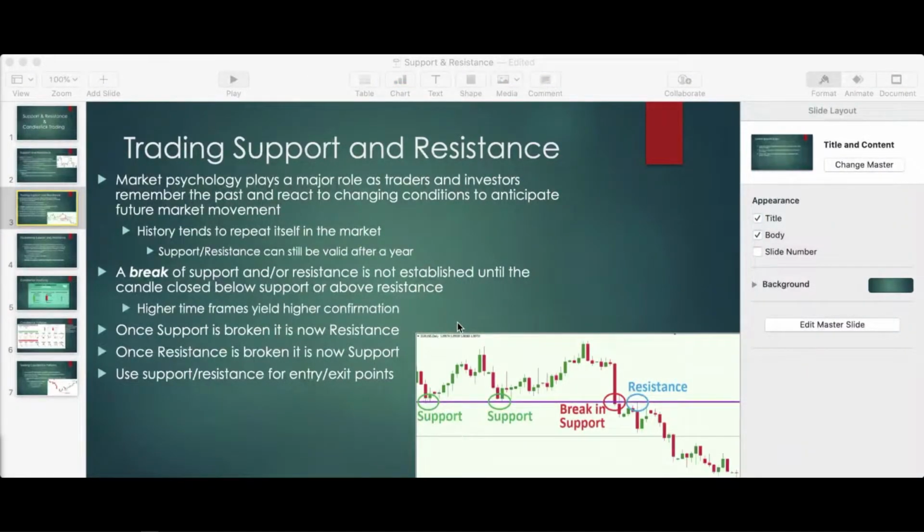Okay. All right. So with trading, support and resistance, market psychology plays a major role as traders and investors remember the past and react to changing conditions to anticipate future market movement. So the way I think about this is the market trades in basically like a pattern. History repeats itself. So you could have a support and resistance line from a year ago that will still play a big part in price action now.